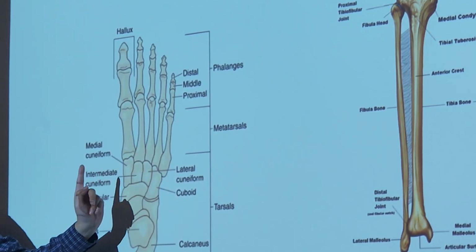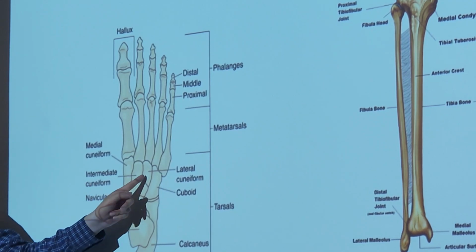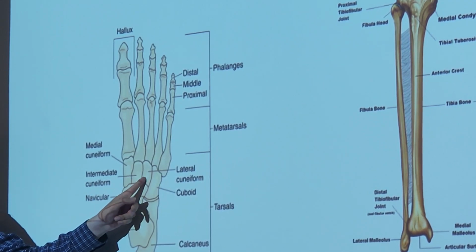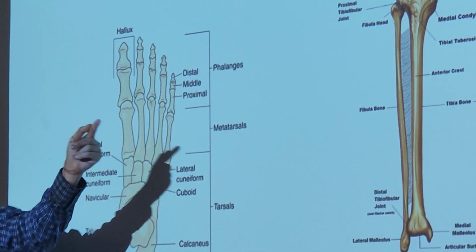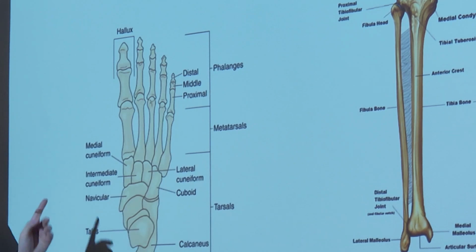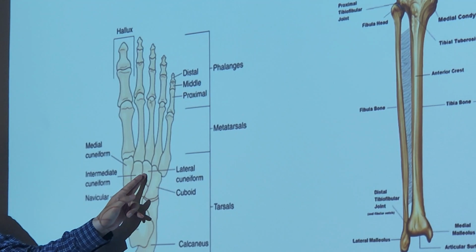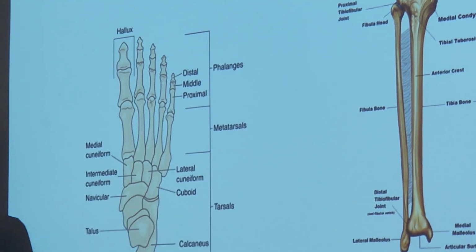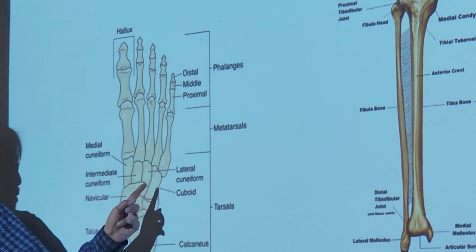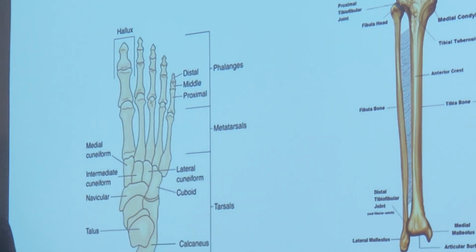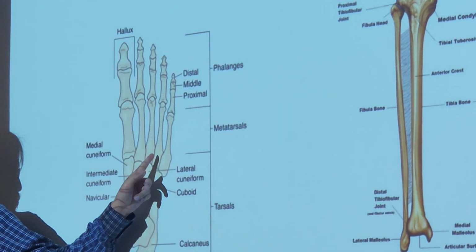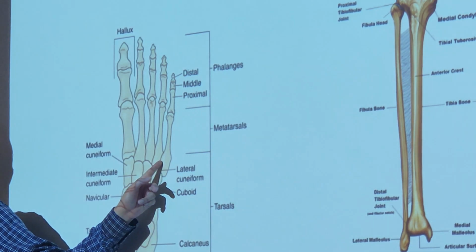Notice that even though it's called lateral cuneiform, it is in the middle of the foot. It's called lateral because of the 3 cuneiforms, this is the most lateral one. But it does not mean it's on the lateral side of the foot. The bone that is actually on the lateral side of the foot is the cuboid. Cuboid looks kind of like a square or a cube, which is why it's called the cuboid. And that connects to the 4th and 5th metatarsals.